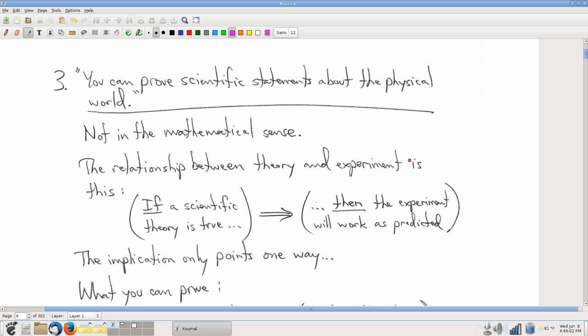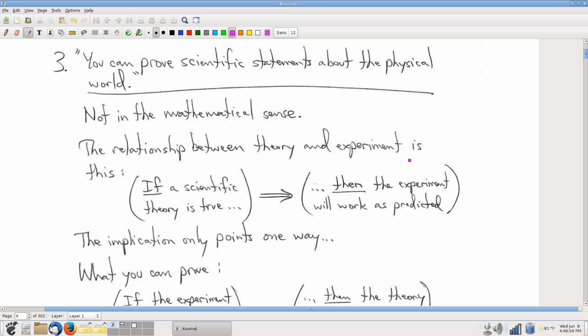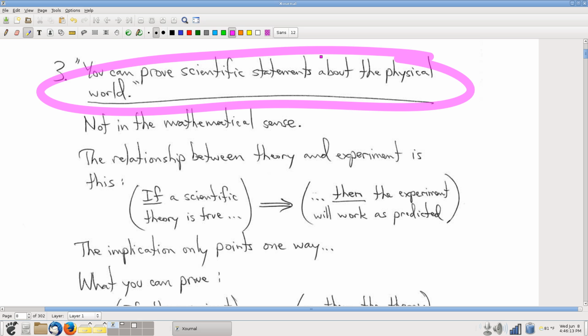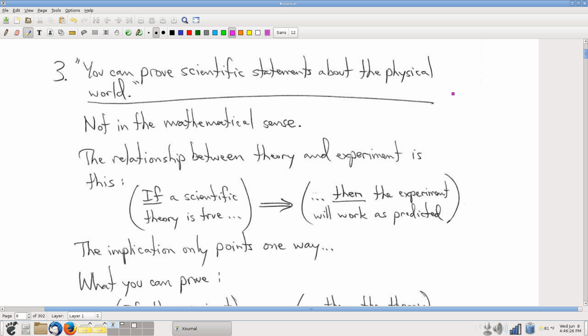So let's talk about what deductive reasoning has to do with science and statements about the physical world. Very commonly, students talk about proving statements about the physical world, proving things in science. And certainly, there's a lot that you can do in science to learn things about the physical world, to come to understand the physical world. But it's not deductive reasoning in the mathematical sense.